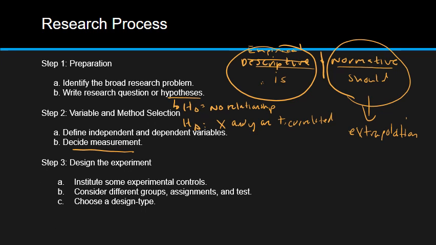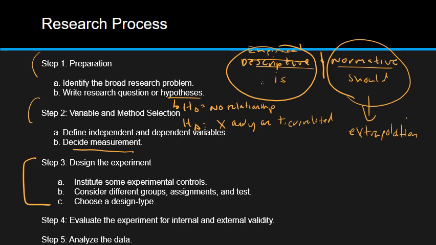Then, of course, you design the experiment. And this is what we're going to talk about today: experimental controls, different groups and assignments, and tests. So we've already done this. We've already done that. And then we will also learn some of this today. And we've already learned how to analyze the data. So essentially, we've done all the steps except this. So probably in the future, I'll go in order. But I think doing this at the end helps you see the big picture as a whole.